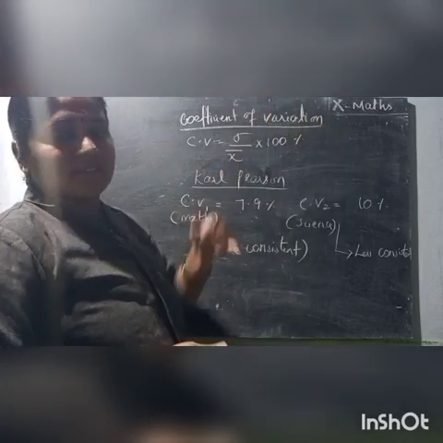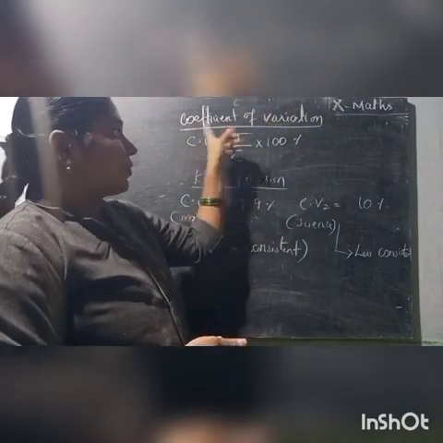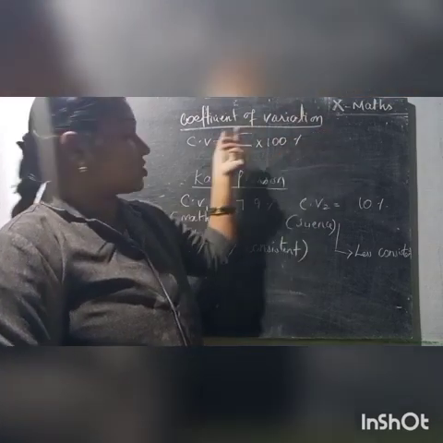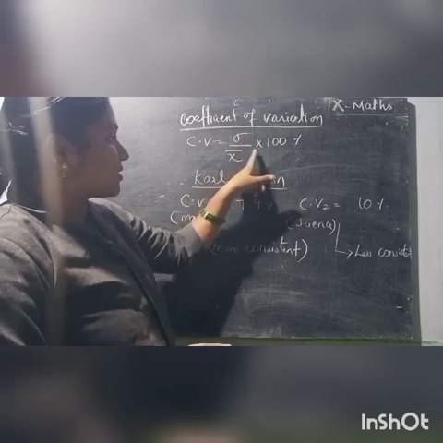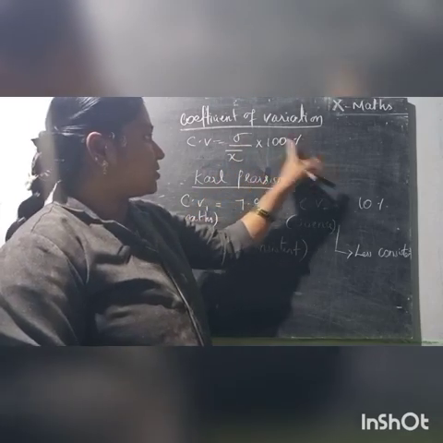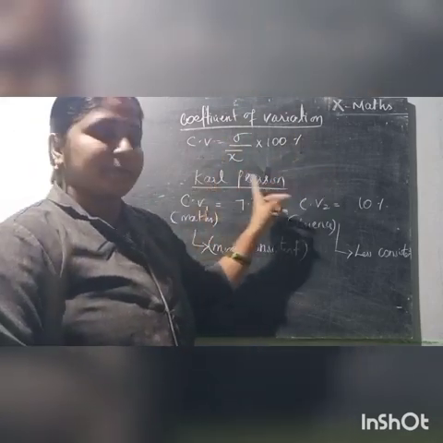Before this class, we have seen standard deviation. Now we are going to see about coefficient of variation. This is the formula to find coefficient of variation: standard deviation by x bar into 100%. This concept was suggested by Karl Pearson.